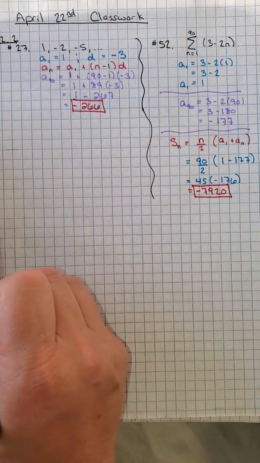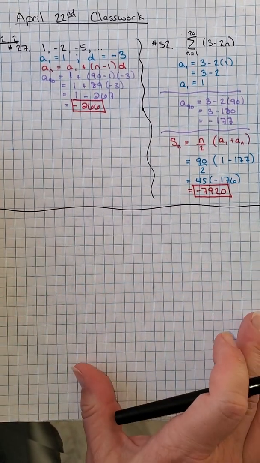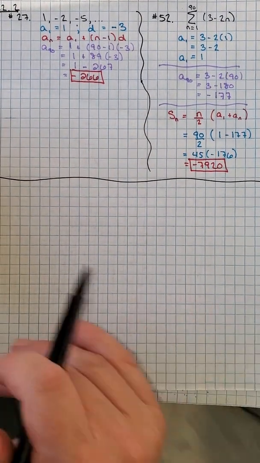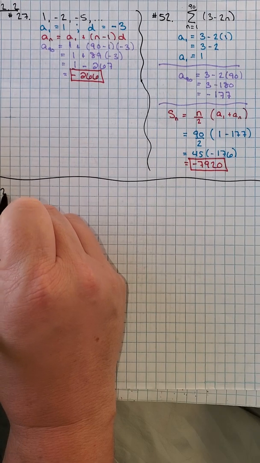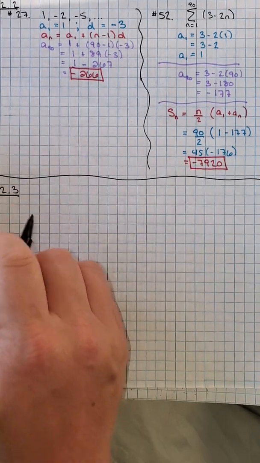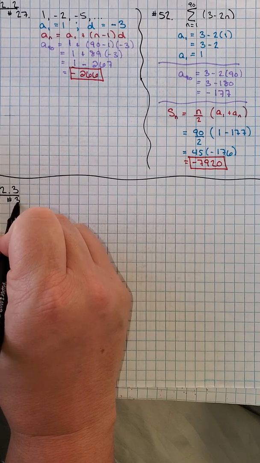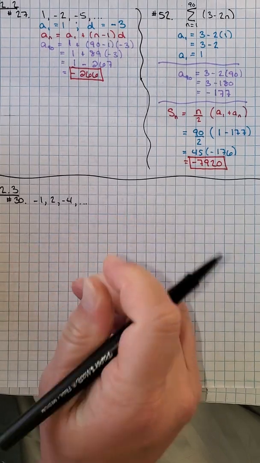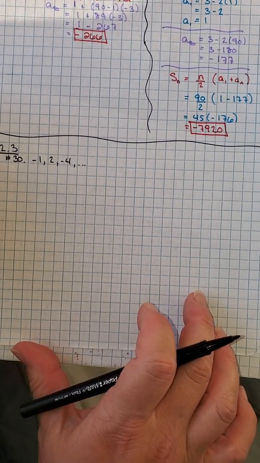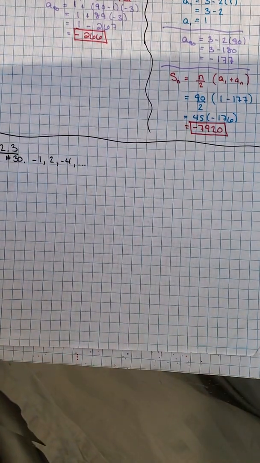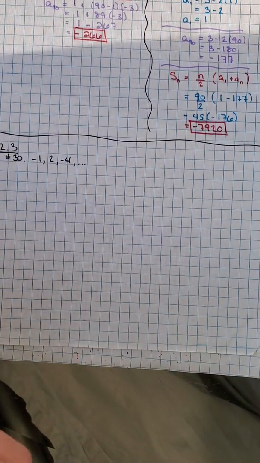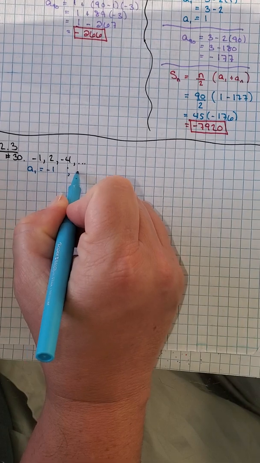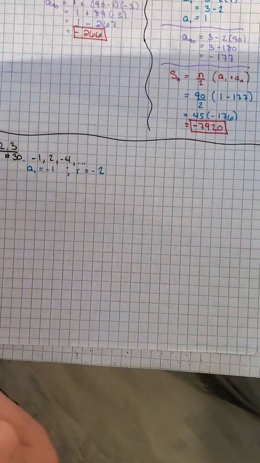So those two were from our arithmetic section. Next, we'll move into the geometric from 12.3. Number 30. We had to find the 10th term of negative 1, 2, negative 4, dot dot dot. First thing I notice is that it goes negative, positive, negative. So I know our r will have a negative in it. Our a sub 1 is negative 1. And our r, we're multiplying by negative 2 every time.